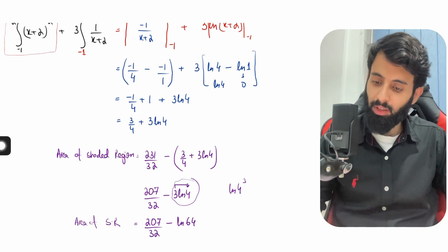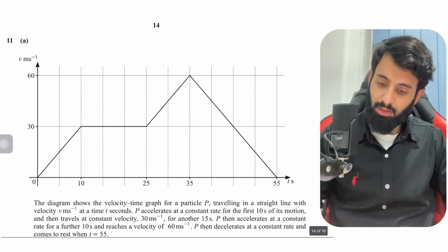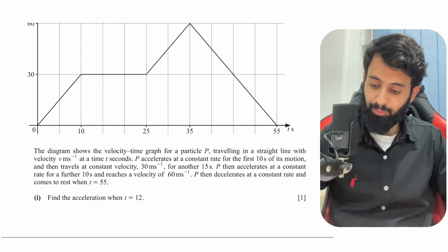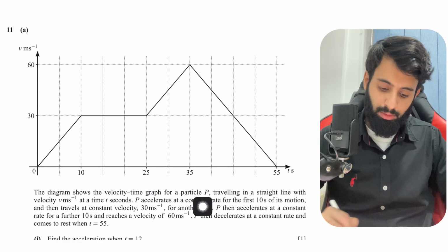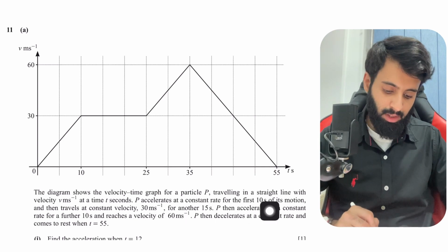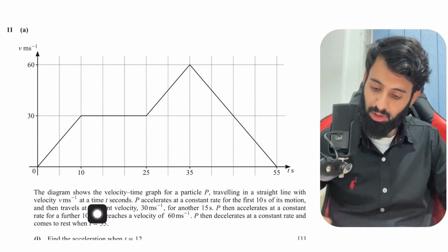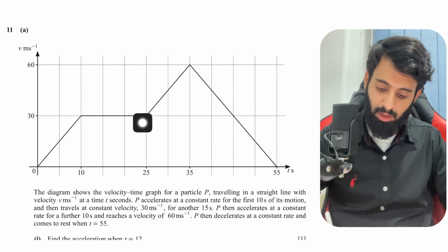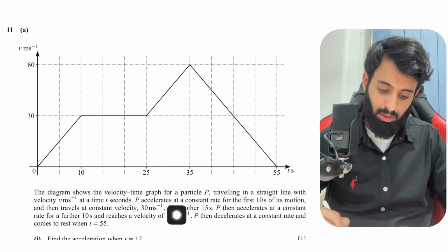Okay, so now we are on question number 11, which I believe is the final question of the paper. It says here the diagram shows the velocity time graph for a particle P traveling in a straight line with velocity v meters per second at a time t seconds. P accelerates at a constant rate for the first 10 seconds of its motion and then travels at a constant velocity of 30 meters per second for another 15 seconds. So you can see it's doing that from 10 to 25.